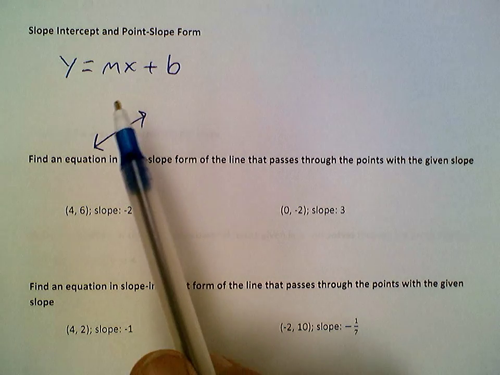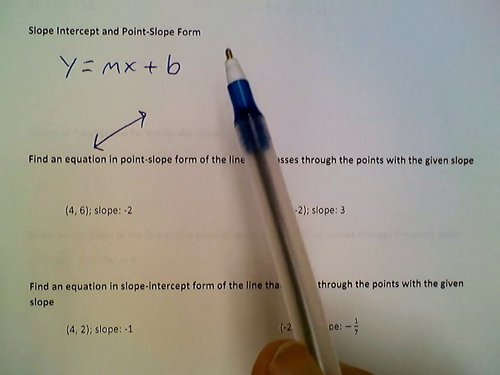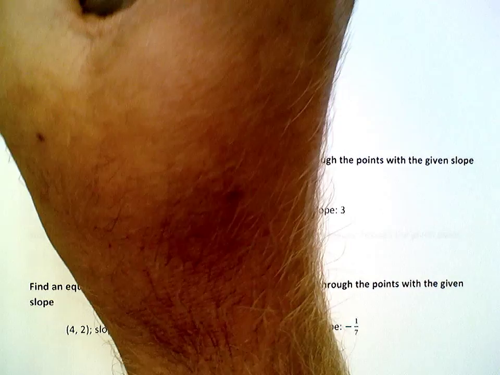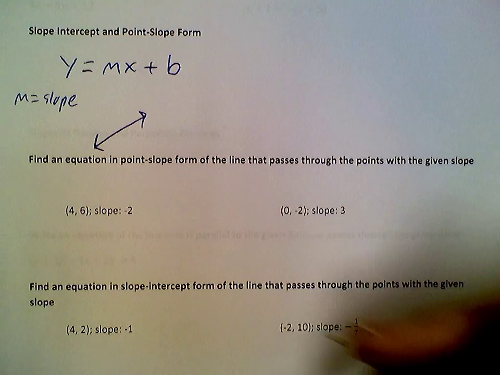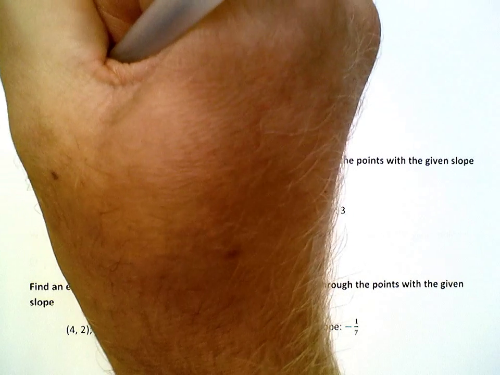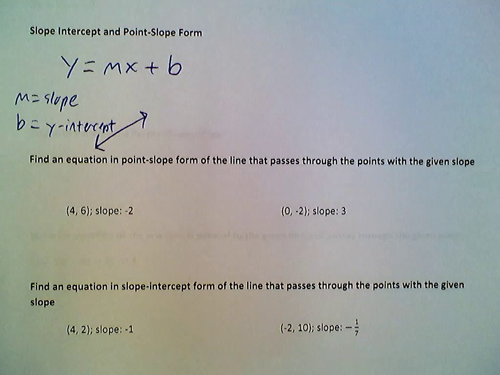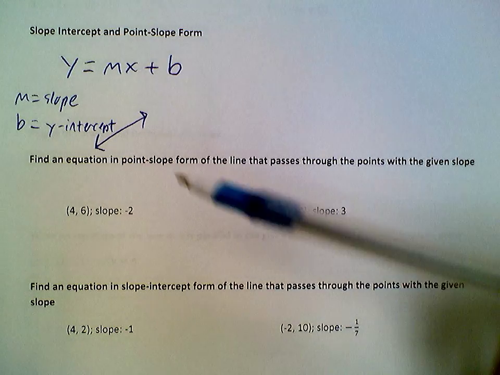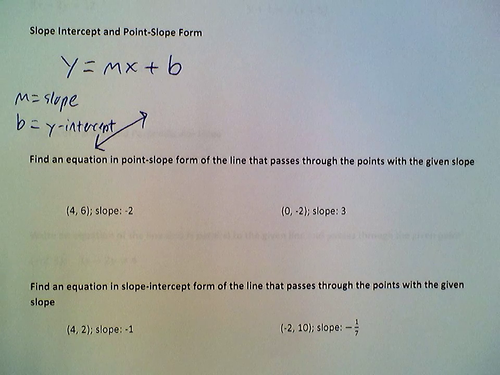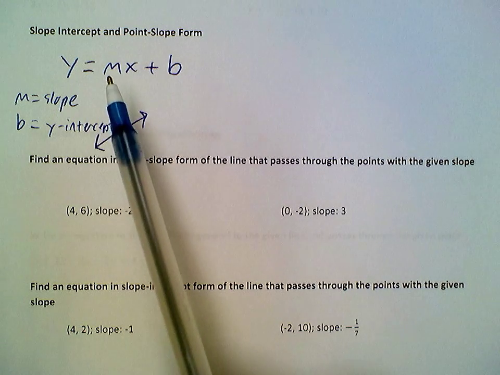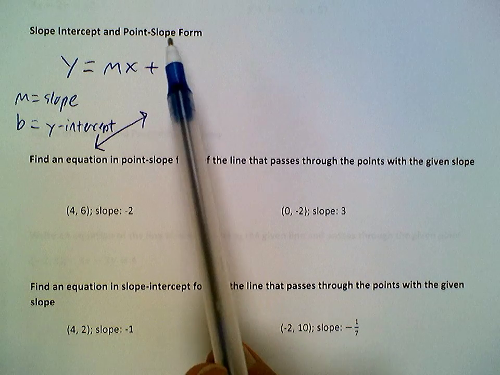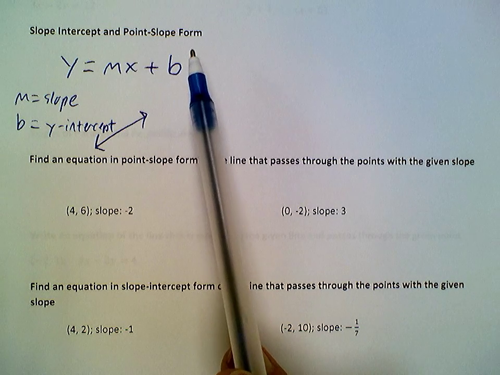The m and the b, though, are going to be numbers. So the m is the slope of the line, and the b is the y-intercept. Remember, the y-intercept is the point where the graph will cross the y-axis, or the vertical axis. Probably the most common form of a linear equation is y equals mx plus b. But we also have point-slope form, which is also very useful.